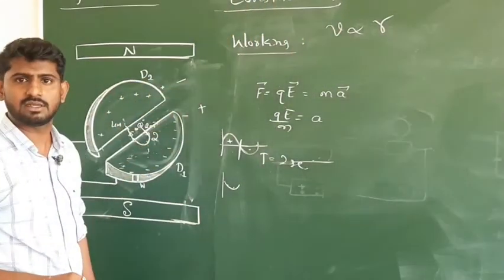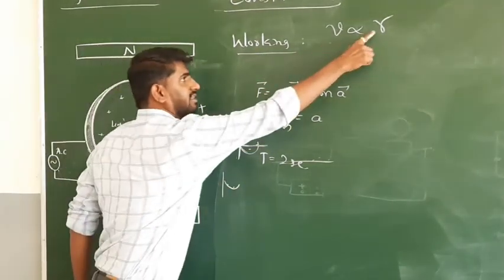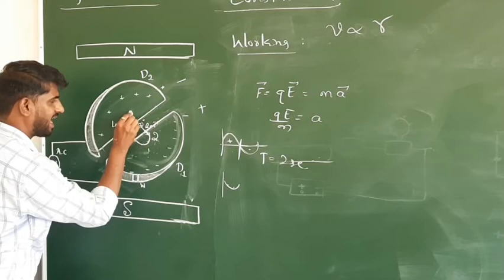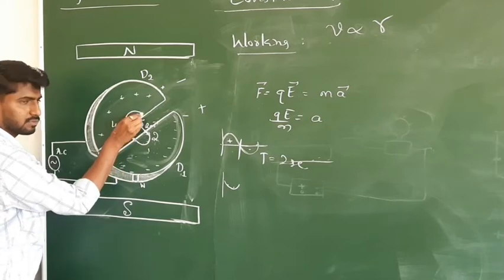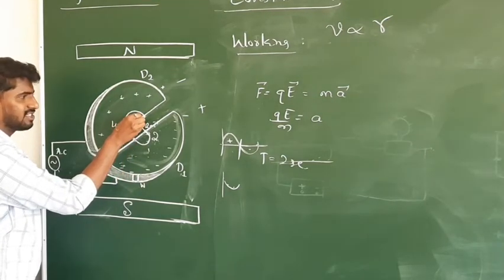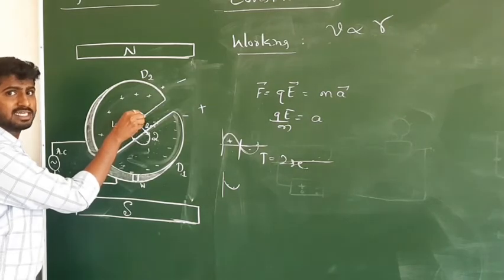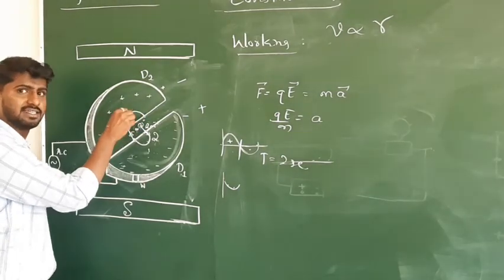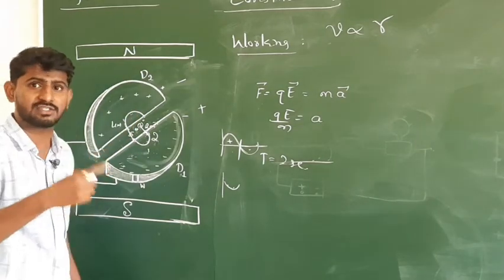We have studied this one. As the velocity increases, the radius increases. So now the charged particle is moving with the larger radius. Okay, and within 1 second again it reaches the opening because the time period is same. So even though the velocity increases and the radius increases, the time period of that circulating charge will be same.